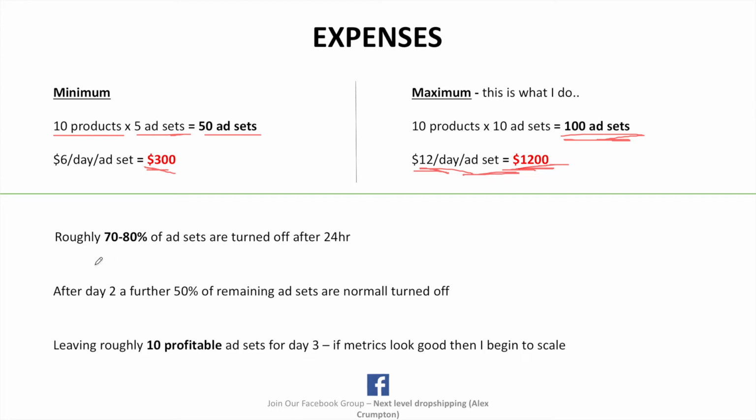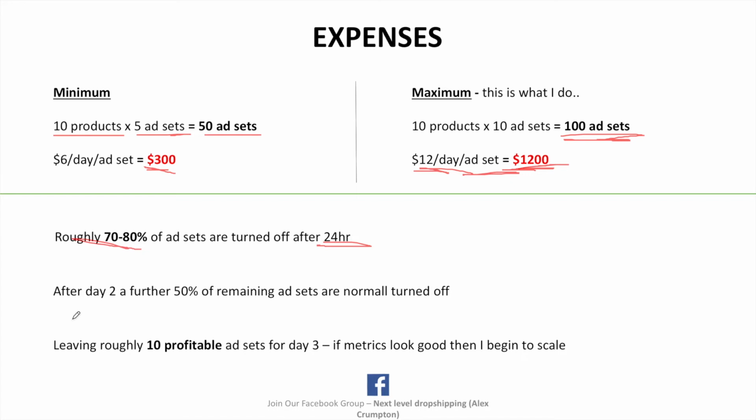So once I launch, roughly 70 to 80% of my ad sets are turned off after 24 hours. So you can't be disheartened by many of your ad sets failing. That's just the nature of dropshipping. That's why I strongly advise testing so many different variations within your audiences, because most will fail. If you're not testing many different variations, then the likelihood of finding something profitable is extremely low.